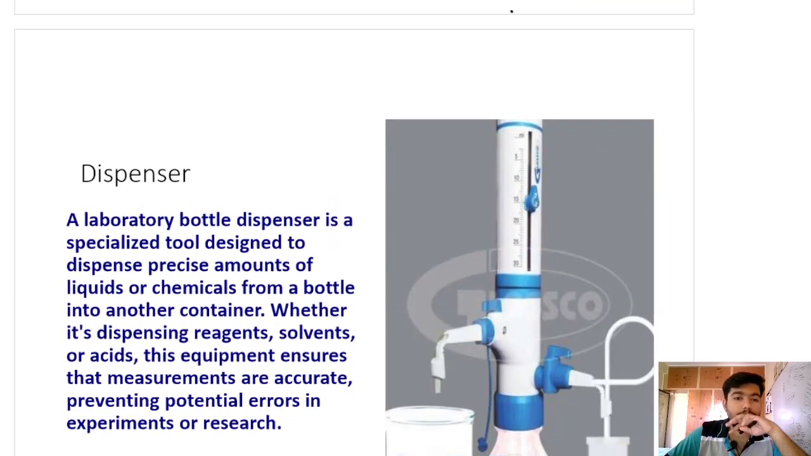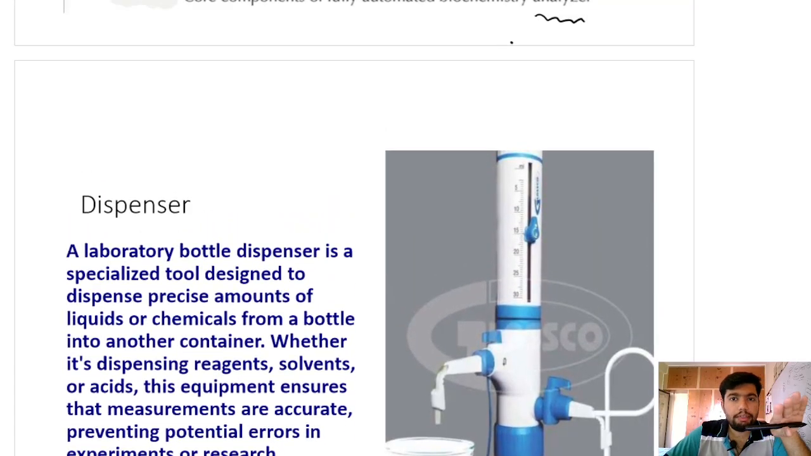You can see this is a dispenser. Very basic instrument, but sometimes we put it in a spotting examination. Many students fail to identify this. What is this? It is a laboratory bottle dispenser, a specialized tool designed to dispense a precise amount of liquids or chemicals from a bottle to another container. Whenever it is dispensing reagents, solvents or acid, this equipment ensures that measures are accurate and precise. So it will prevent potential errors in your experiments as well as research.